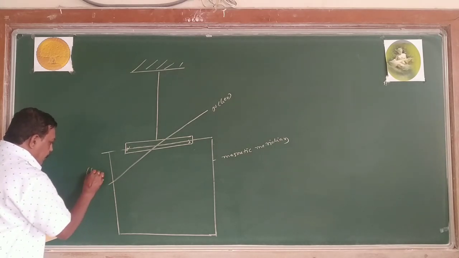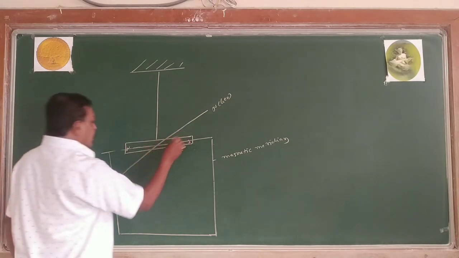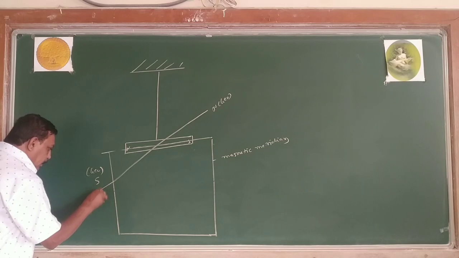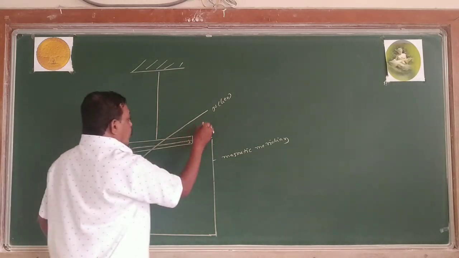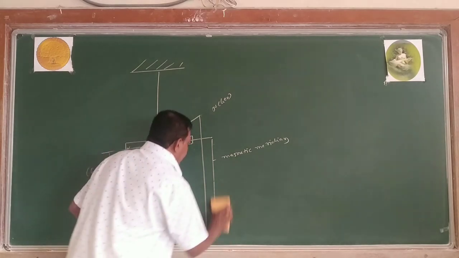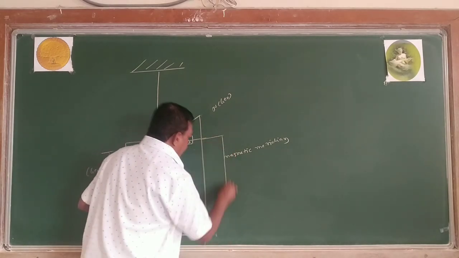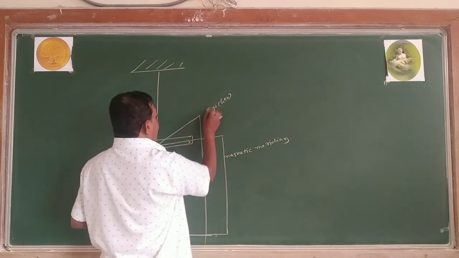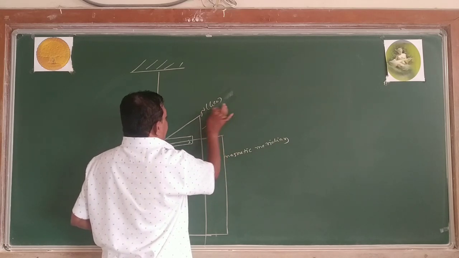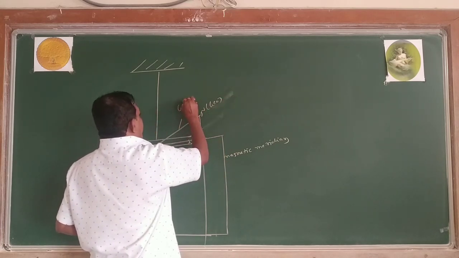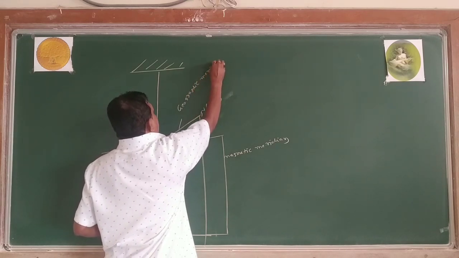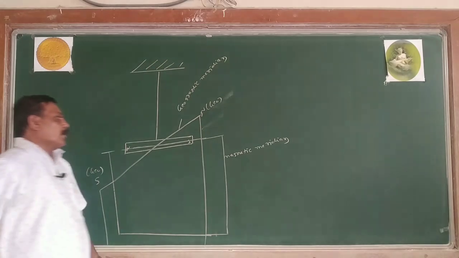Now this is a plane containing the line joining the north and south of the Earth, known as the geographic meridian. This is called the geographic meridian. Meridian is nothing but the plane here.